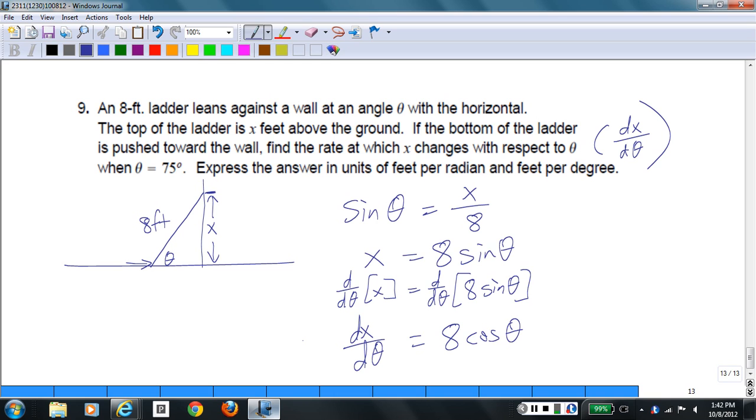So dx d theta when theta equals 75 degrees. Now, here's the thing. When it comes to calculating the cosine of a particular angle or particular number, it doesn't matter whether we say the cosine of 75 degrees or, 75 degrees is how many radians?